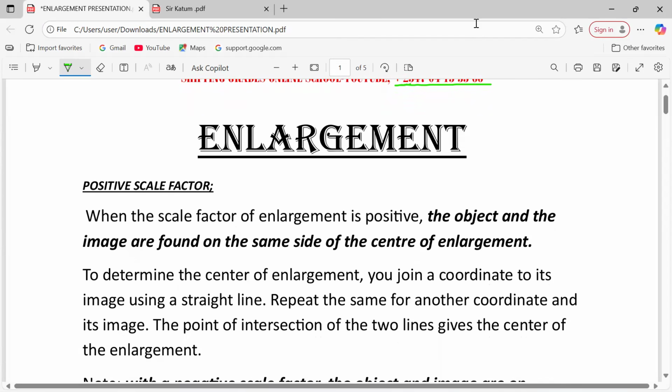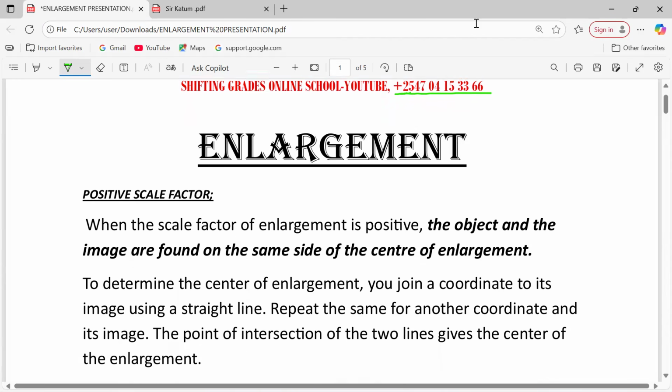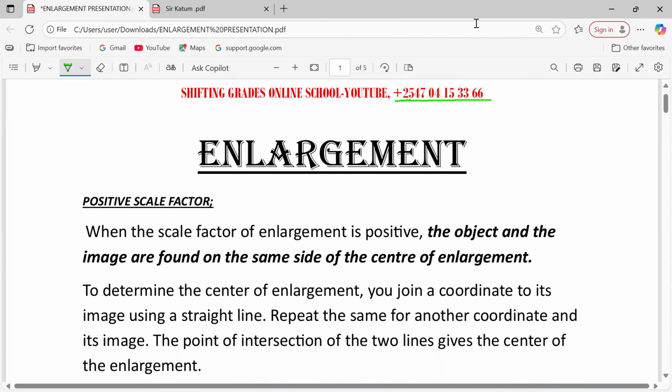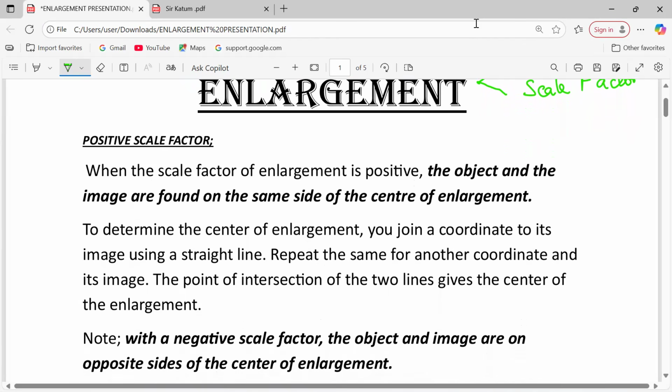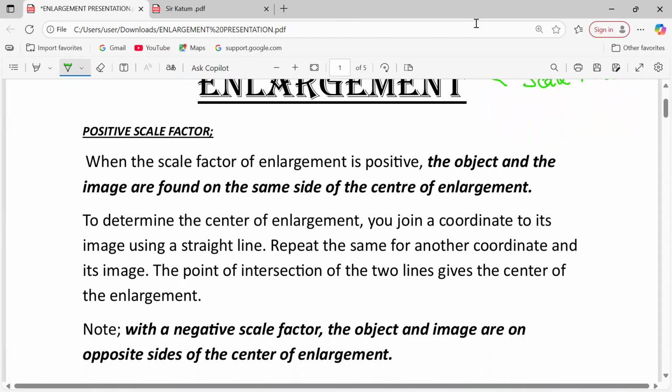So basically, when you talk about enlargement, enlargement is described using a center of the enlargement and also a scale factor for the enlargement. So basically, to define an enlargement, we talk about a center where the enlargement is taking place, and we also talk about a scale factor for the enlargement. Sometimes the scale factor can be positive, and other times the scale factor of enlargement can be negative.